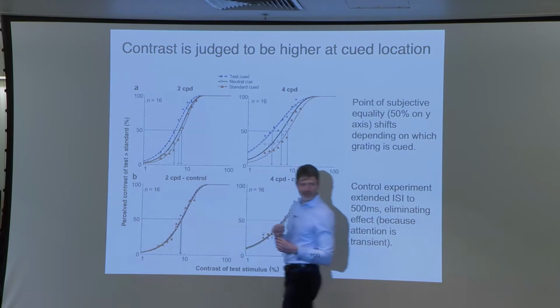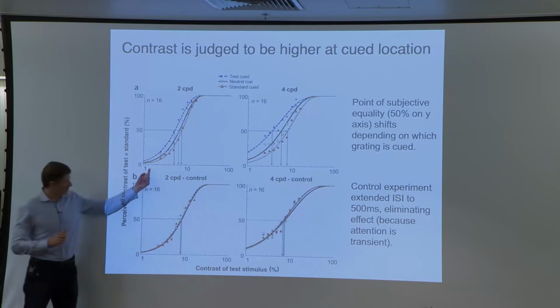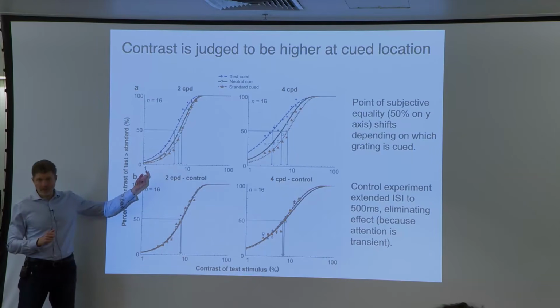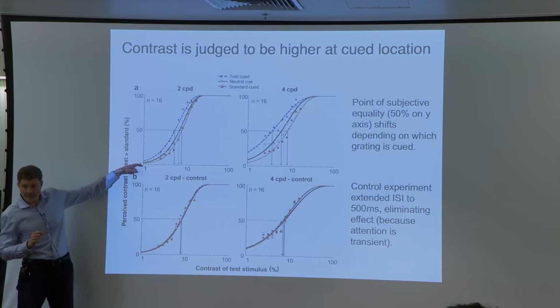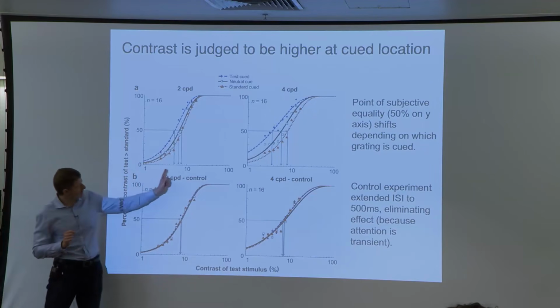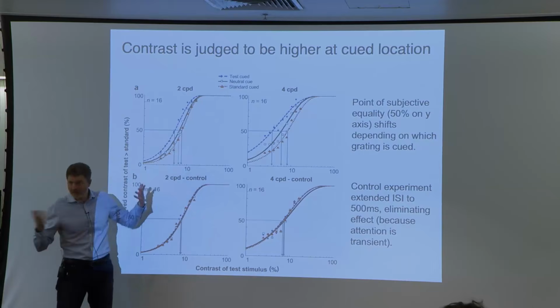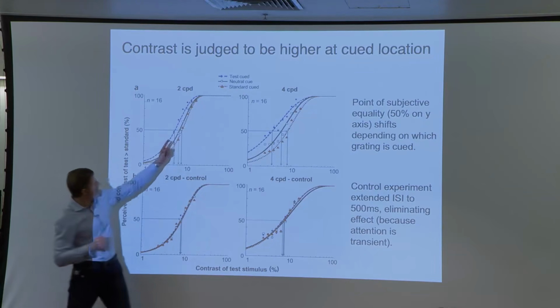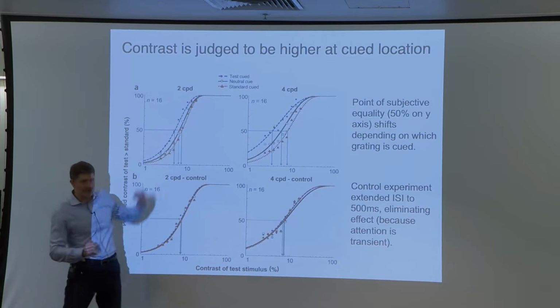Okay, so what do we expect? Well, we expect that when the contrast of the test is really low, people will always choose the standard, right? And so this should be close to 0. As the contrast of the test increases, once it becomes higher contrast than the standard, you would expect that people would choose the test, and so you end up at 100%. So you get this psychometric function that goes from 0 up to 100.